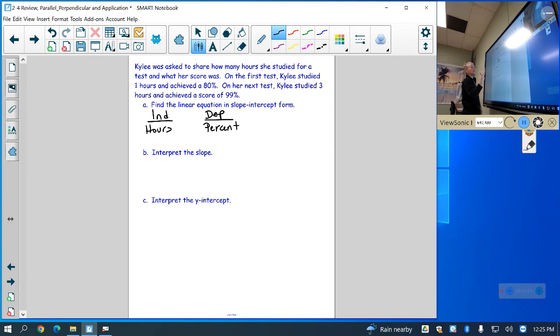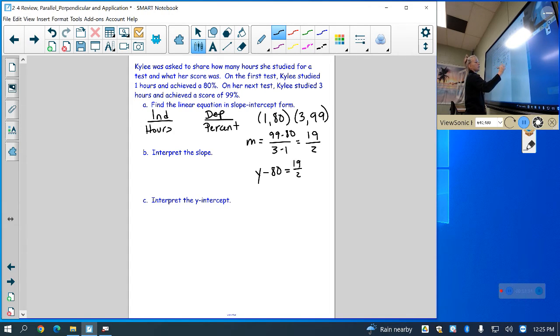So what are my 2 points? I have (1, 80) and (3, 99). If I go ahead and find the slope of that, I have 99 minus 80 over 3 minus 1, which gives me 19 over 2, and that's my slope. So then I'm going to plug that into my equation, y minus y1, I'll use the first one: y minus 80 equals 19 over 2, x minus 1. Solve for y. So y minus 80 equals 19 over 2 x minus 19 over 2. So I have to add 80.